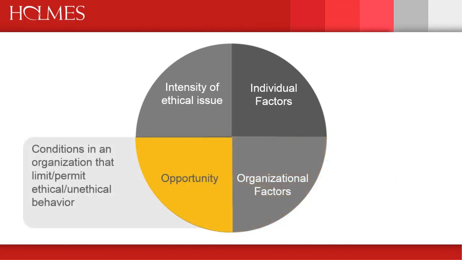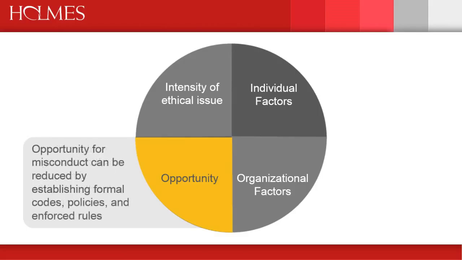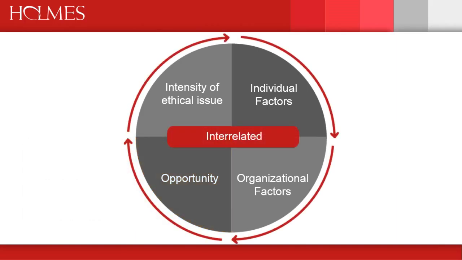Opportunity relates to an individual's immediate job context, that is, where they work, with whom they work, and the nature of the work. It describes the conditions in an organisation that limits or permits ethical or unethical behaviour, so the organisational culture will either provide or limit the capacity for unethical behaviour to take place. Policies, formal codes and rules enforced by management can assist in limiting opportunities where employees carry out unethical practice in an organisation. The 4 factors of ethical decision-making are interrelated.